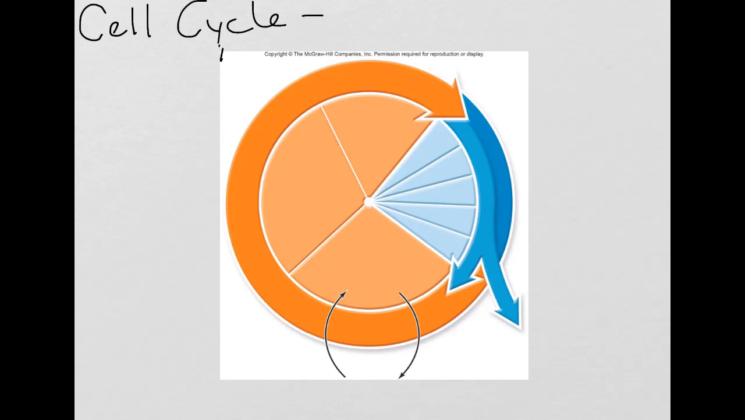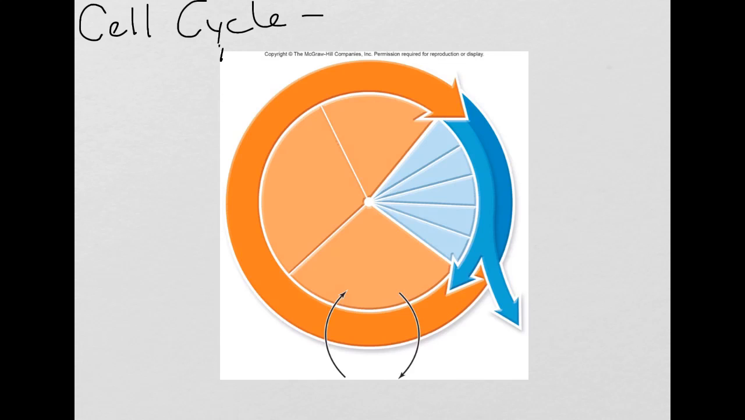We're going to go through the phases. We'll go through the phases of interphase in detail, and then mitosis I'm just going to name them because I'm going to do a separate video just for mitosis. Alright, so the cell cycle is all the events that happen to a cell during its life. And there are two phases to the cell cycle.